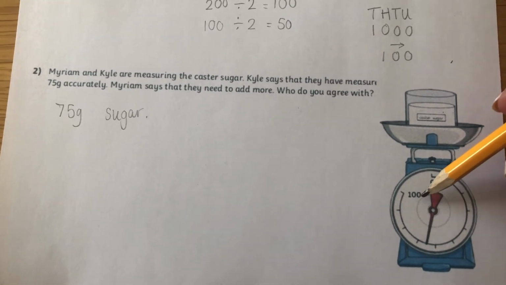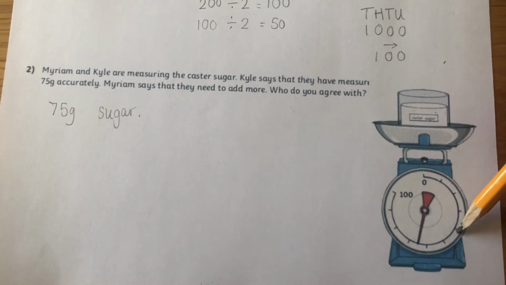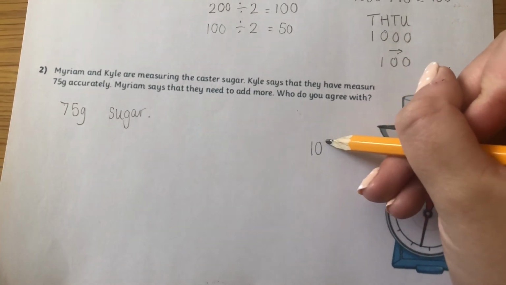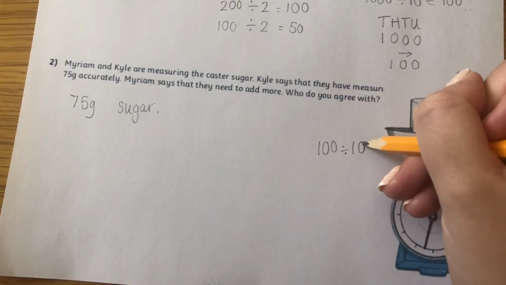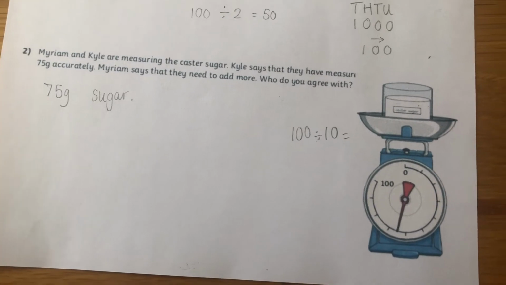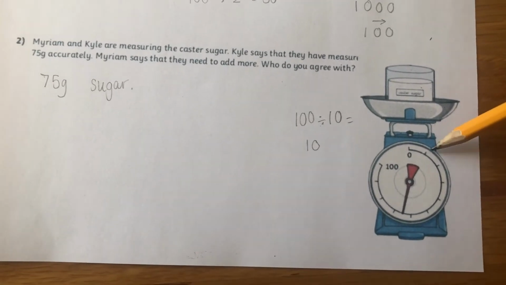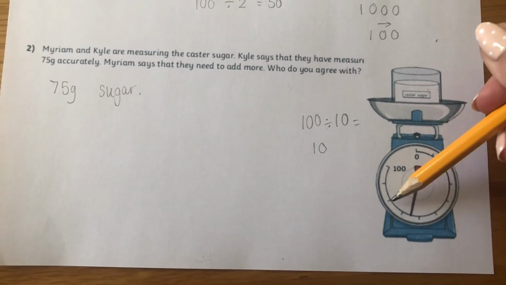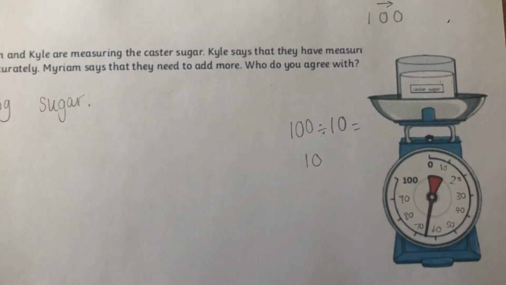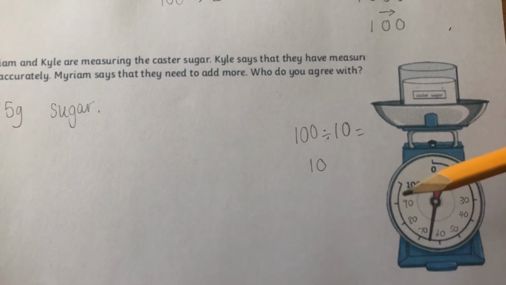So we've got 0 to 100. Okay, so now let's count how many intervals we've got. So we've got 1, 2, 3, 4, 5, 6, 7, 8, 9, 10. So 100 divided by 10. Okay, so how many groups of 10 go into 100? 10. So we've got 10, 20, 30, 40, 50, 60, 70, 80, 90, 100. Brilliant. Okay, so I've written down the intervals around our scale. So we've got 10, 20, 30, 40, 50, 60, 70, 80, 90, 100.